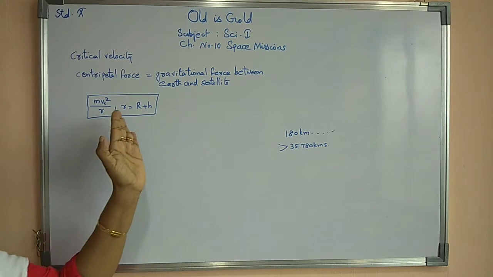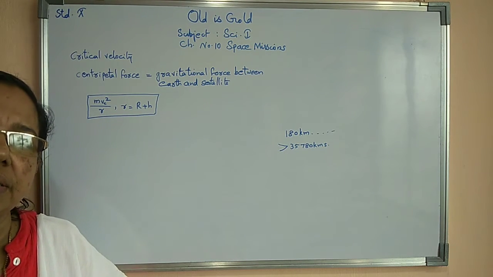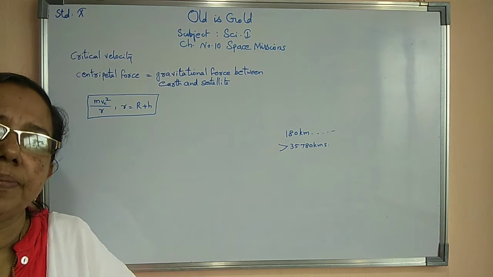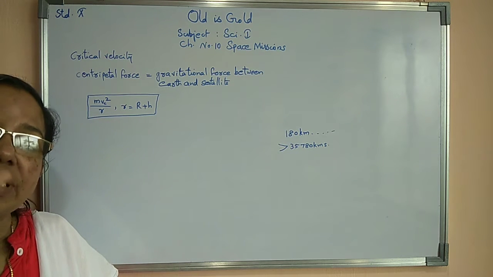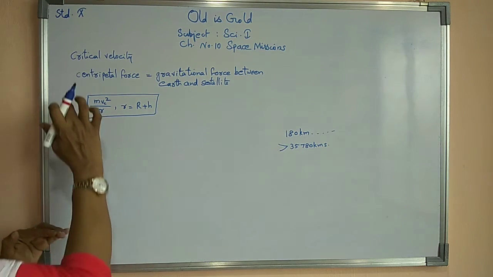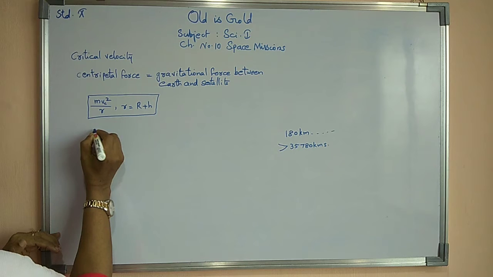Capital R means the radius of the earth. Small h means the distance from the surface of the earth to the satellite. That height is denoted as small h. Now we can write the centripetal force in this way.